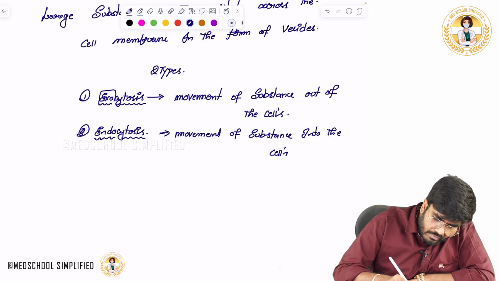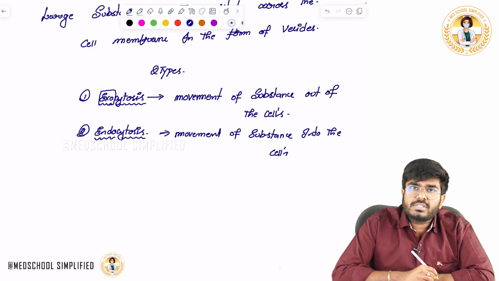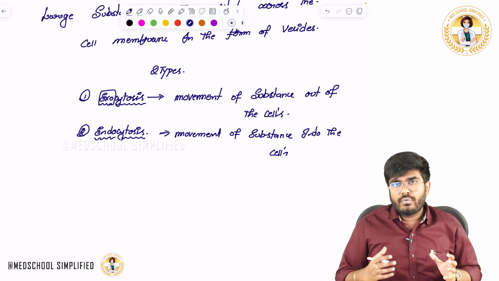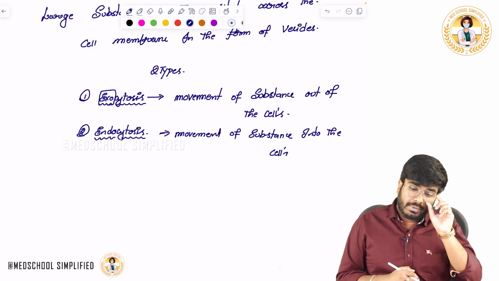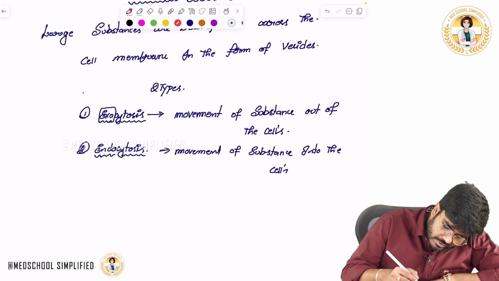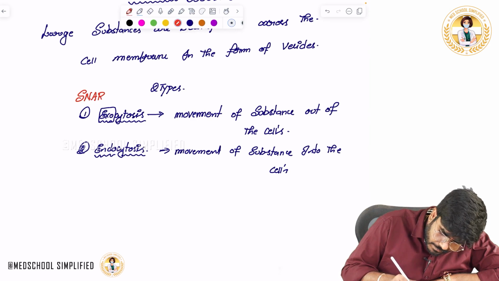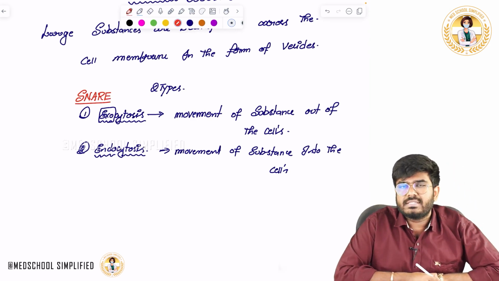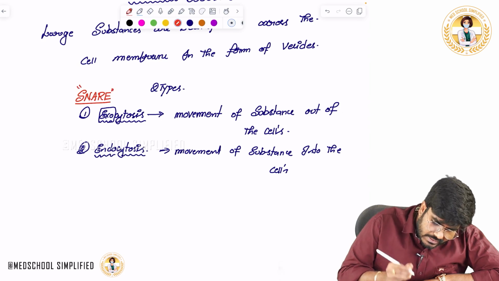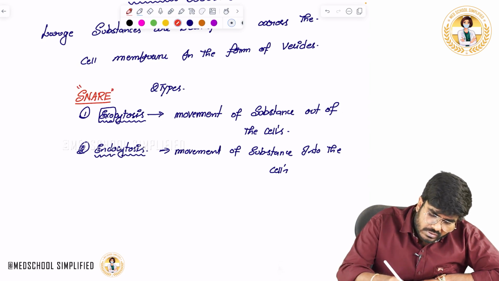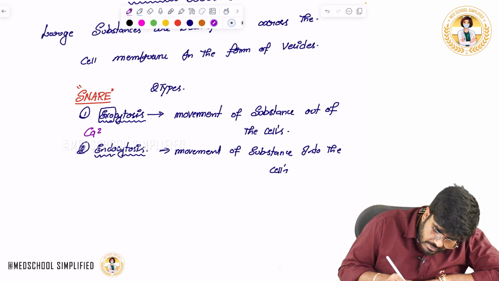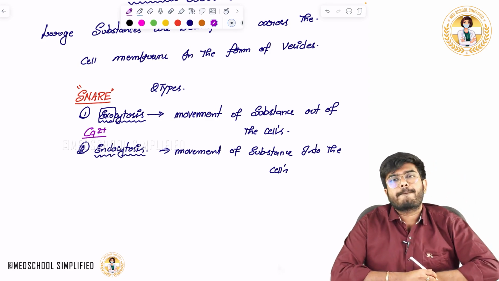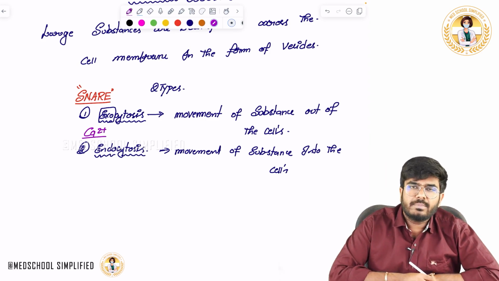For exocytosis, what do you require for your exam? You require certain proteins for the formation of this vesicle and for the process of exocytosis. You require certain proteins in the cell membrane which are called SNARE proteins, like synaptobrevin. And one more question which was asked in the exam: which ions are required for exocytosis? Calcium is required for exocytosis.